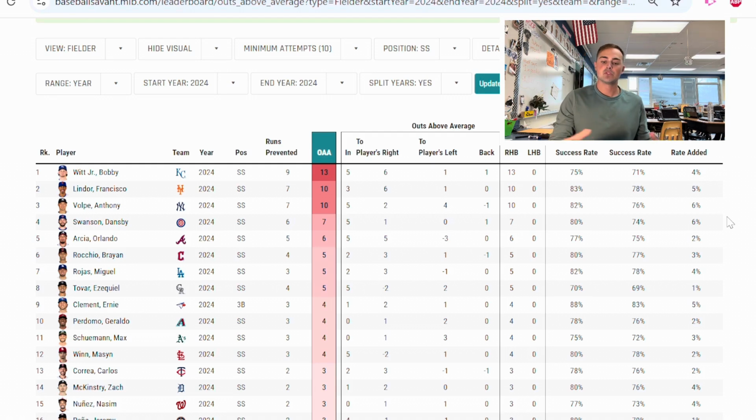So using that data in conjunction with this and figuring out why is he so effective? Why is Bobby Witt Jr. so effective in this space? A lot of it has to do with arm strength, but you look at a guy like Volpe, who's not an upper echelon arm strength guy, having a ton of success in this space too.